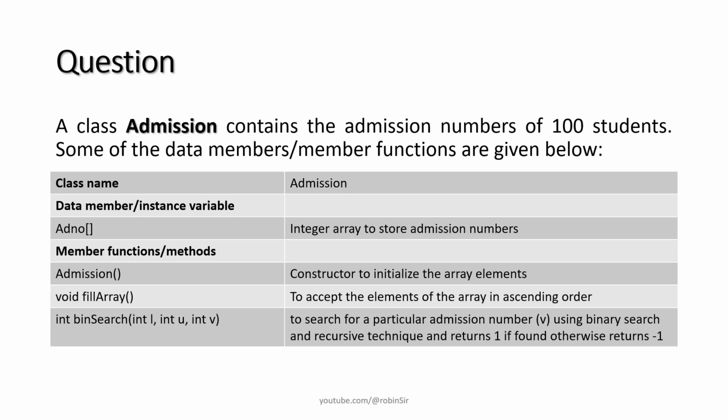One fill array function is also there to input the elements into the array in ascending order. And we have a function called binary search that is going to return either 1 or -1. It will return 1 when the element is found, or when the admission number is found. Otherwise, it will return -1.